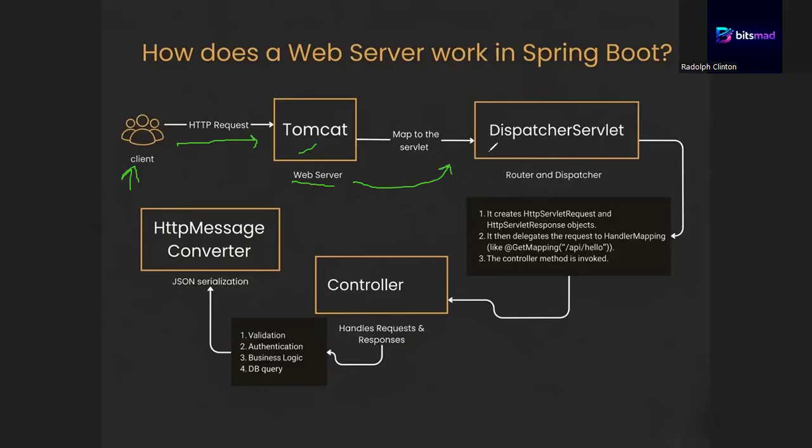In the DispatcherServlet, we have routers which route our request to the correct controller. So what is the use of the DispatcherServlet? It decides the destination of the request, where the request should go. Now, DispatcherServlet routes the request, and internally it creates two objects: one is HttpServletRequest and one is HttpServletResponse.